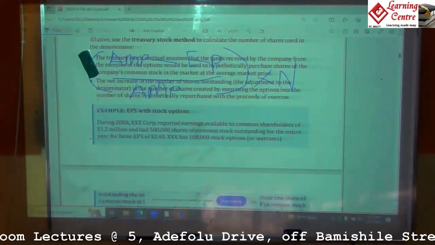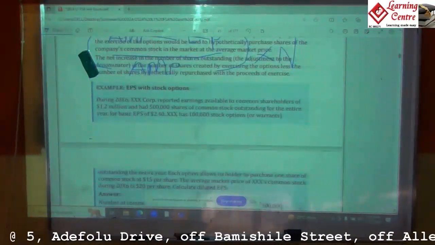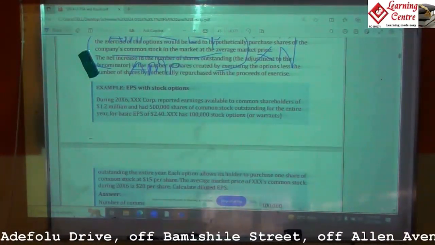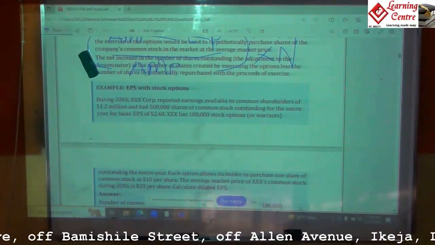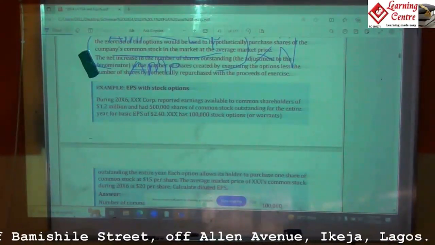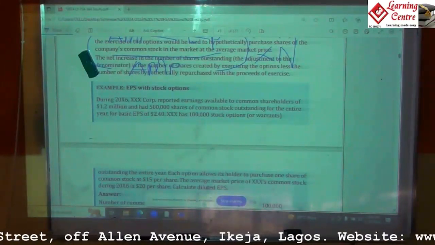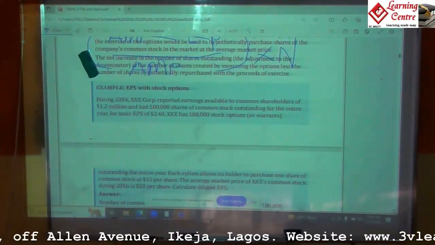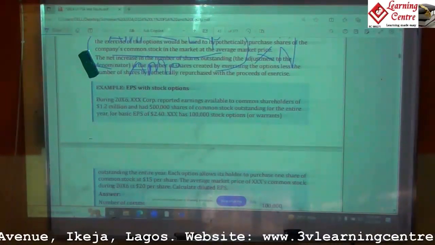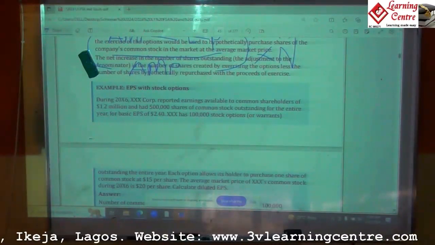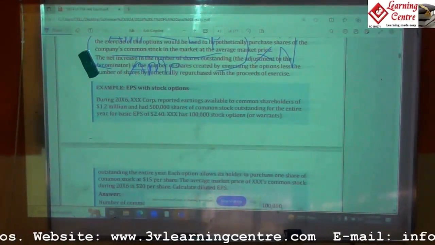So the next is this stock option. How does it work? Company X has 100,000 stock options or warrants outstanding the entire year. The options allow its holder to purchase one share of common stock at 15. The average market price is 20. Look at it logically: if you are buying it outside, it is 20 USD, but because of the agreement you have with the company, they are selling it to you for 15.